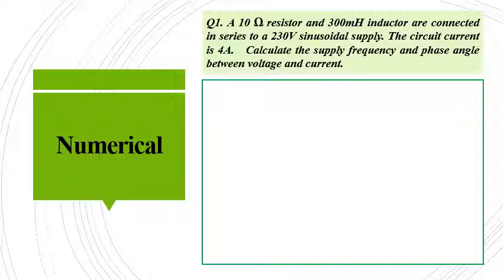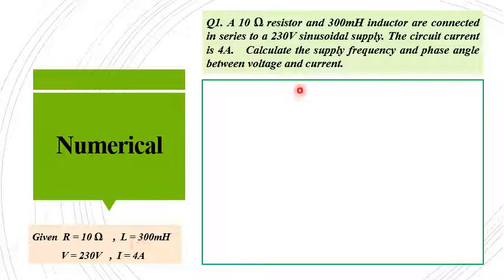Next, we can write the given parameters using the standard notation. So here given R is equal to 10 ohm. Then inductor value, inductor means that is your L. L is equal to 300 millihenry or 300 into 10 raised to minus 3 henries. Then supply voltage, that is V equal to 230 volt. Then supply current I equal to 4 ampere.